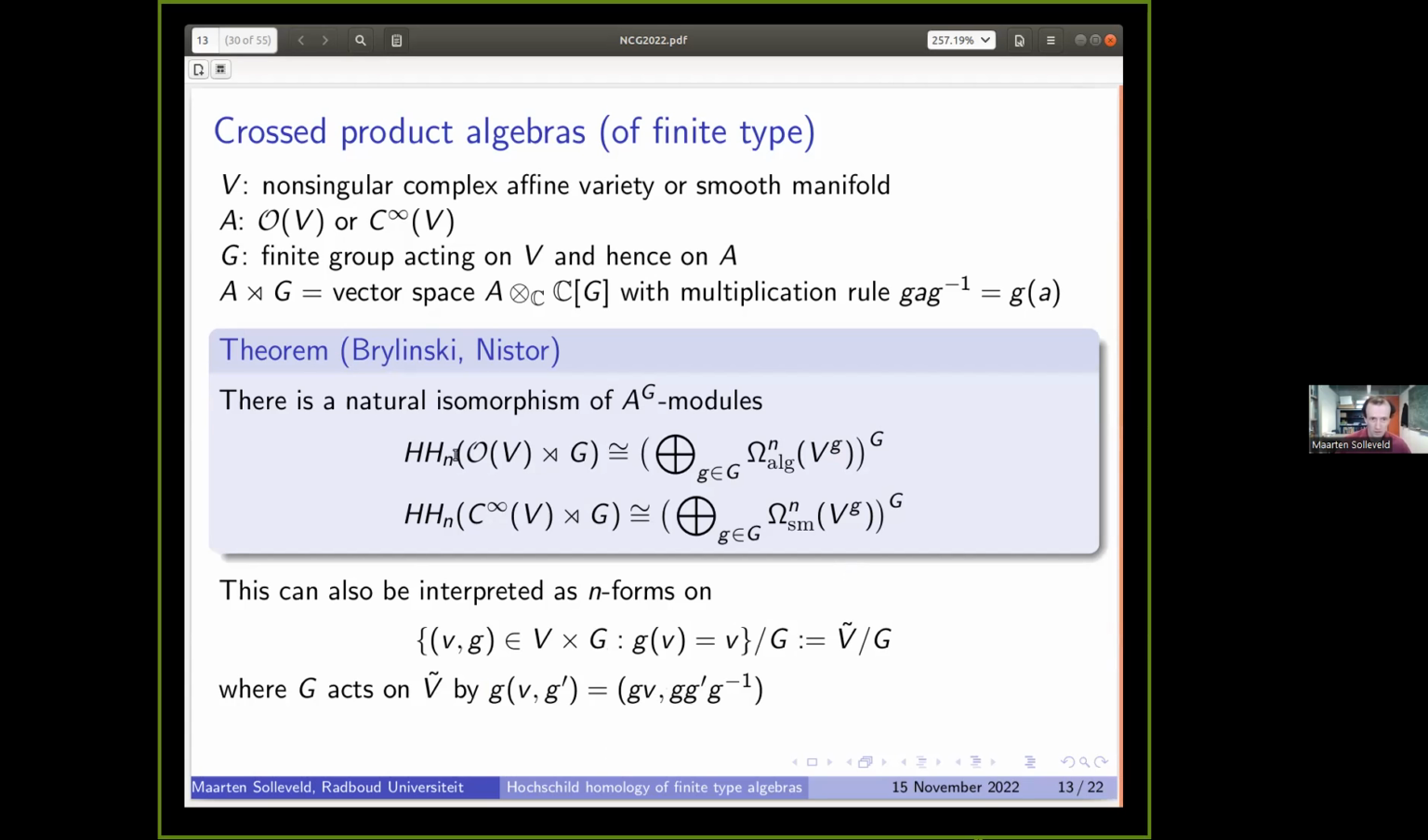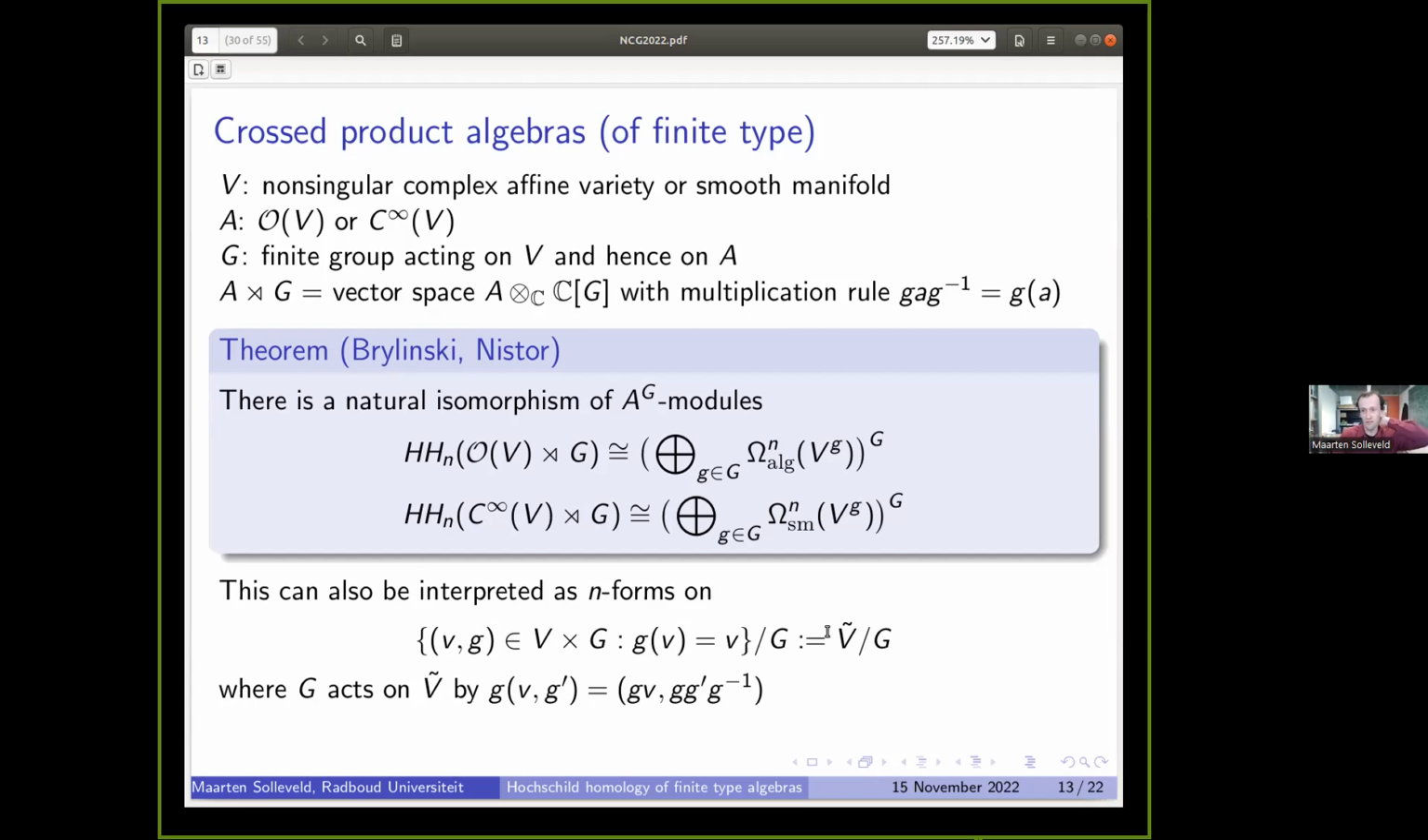So the Hochschild homology of this cross product, in either the smooth or the algebraic setting, recovers algebraic or differential forms on this quotient, this orbifold-like quotient. So this is the one example of a non-commutative finite type algebra that I wanted to bring up. In practice, I've looked at very many examples of such algebras, but these are rather detailed and maybe not so interesting from this general point of view. So I thought, let's stick to this.